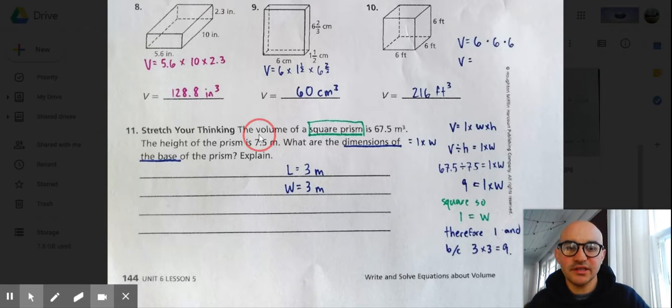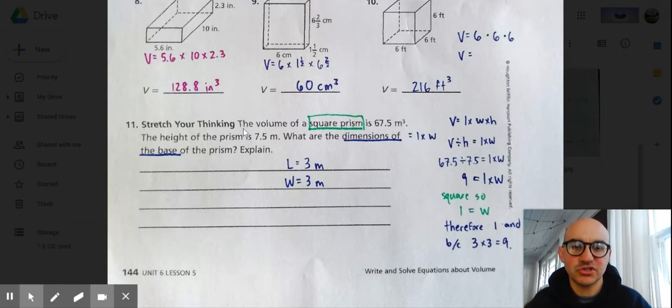So stretching our thinking here for number 11, the volume of a square prism is 67.5 meters cubed. The height of the prism is 7.5 meters. Now I need to think, what are the dimensions of the base? So here's how we solve this. First thing I do, I just write things down that I know. I know that volume for a rectangular prism is length times width times height. I know that I can use my algebraic skills and divide, or use an inverse operation here.